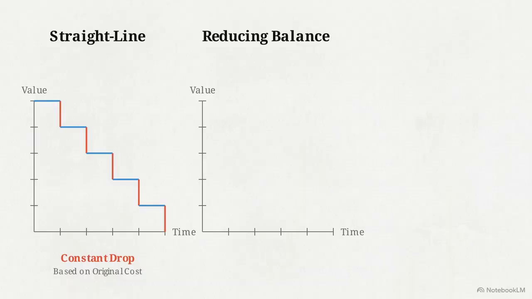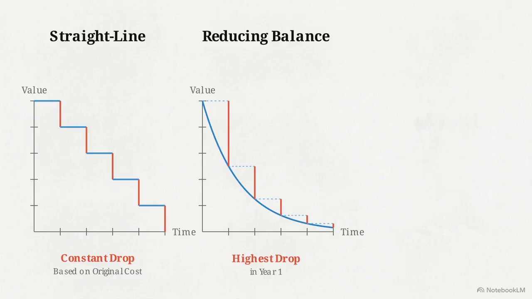The reducing balance method looks a bit different. Here, we calculate depreciation as a percentage of the remaining net book value, creating a curving slide effect where the expense is highest in year one.